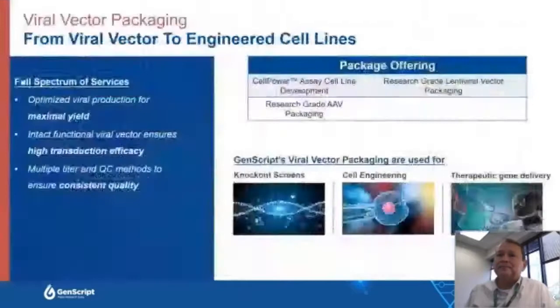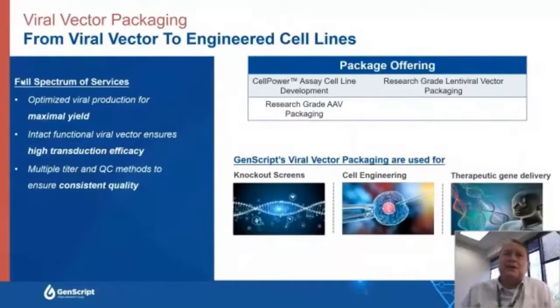The viral vector packaging group can optimize your viral vector production for maximal yield. Intact functional viral vectors ensure high transduction efficiency, and we can also look at your titer and QC methods and have that ready for your phase one study. Our AAV group is the cell power assay cell line development group, and our lentiviral side is also present. These can be used for knockout screens, cell engineering, and therapeutic gene delivery.